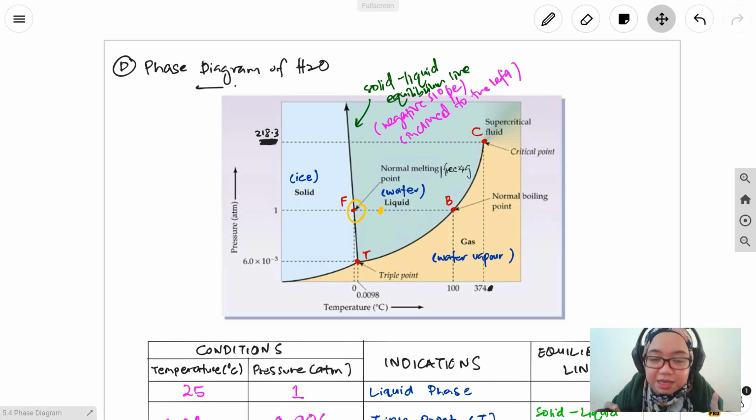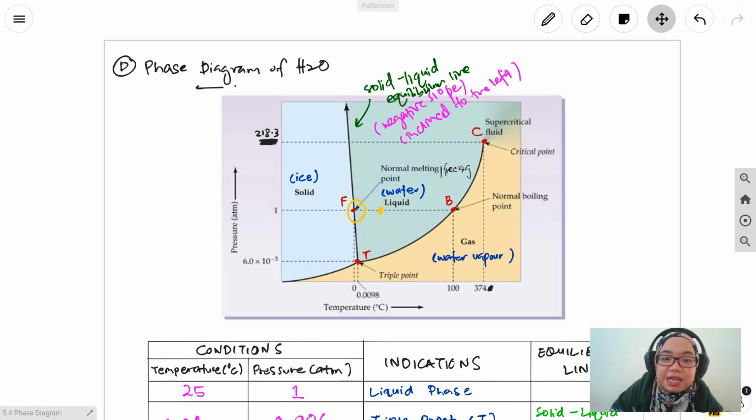Miss ulas sekali lagi. Since solid is less dense than liquid, it has larger volume occupied. So liquid has smaller volume occupied. So since liquid has smaller volume occupied, it favors the formation of liquid rather than solid. Sebab liquid ada smaller volume. Okay, so ice dia akan melt at lower temperature at higher pressure.